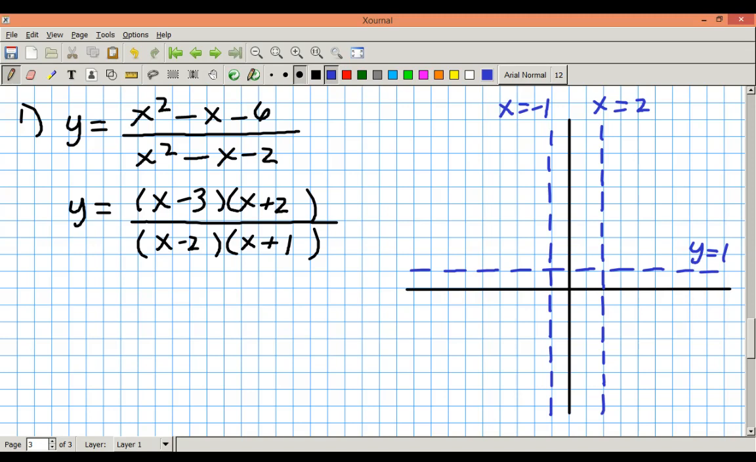Okay, so this graph is going to have three branches. It's going to have a branch to the left of the first asymptote, a branch in the middle of the two vertical asymptotes, and a branch to the right of that rightmost vertical asymptote. So we can still find intercepts though. So let's find first x-intercepts.